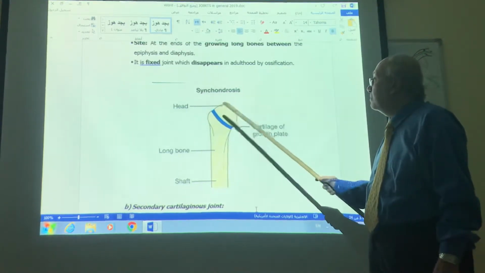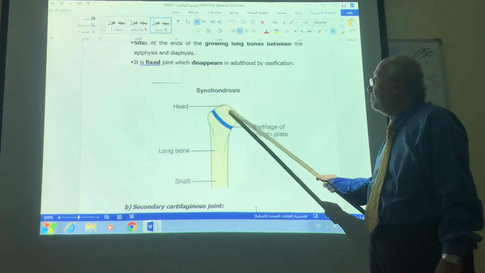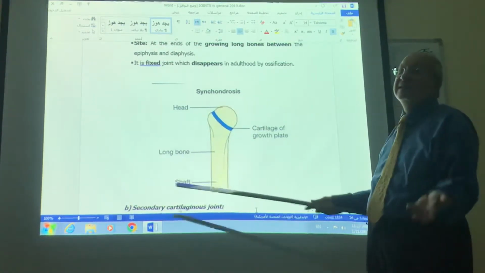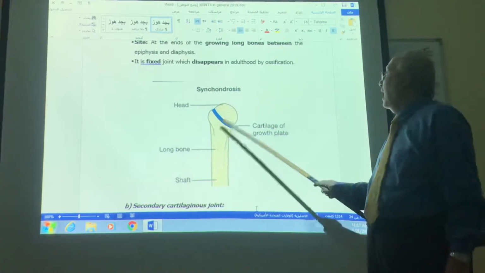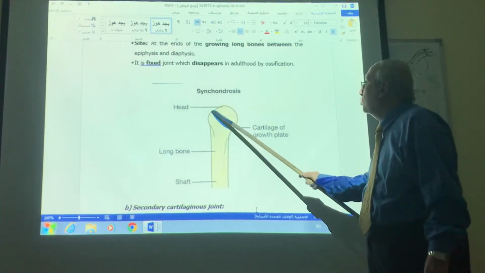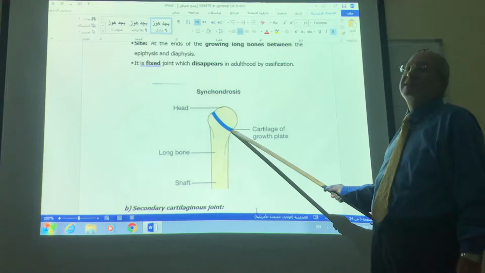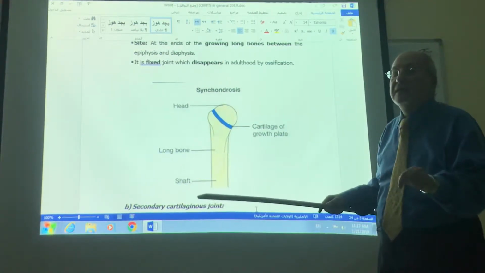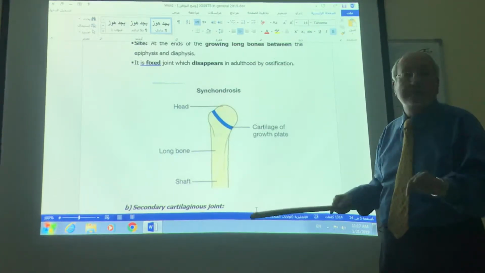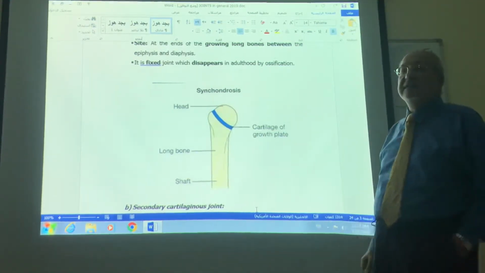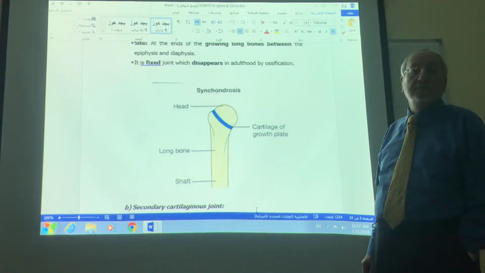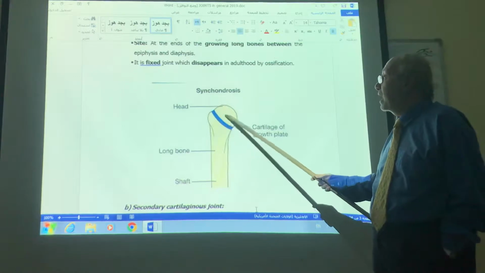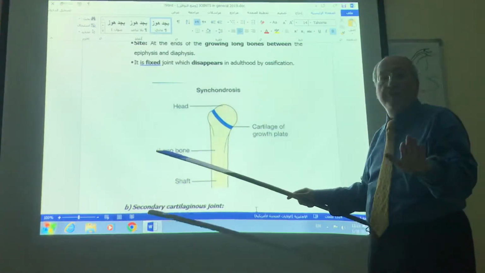And there is a meeting between two bones, the epiphysis and the diaphysis. This is a joint. And the two bones are connected by this epiphyseal cartilage, which is a primary cartilaginous joint. Here, is there movement or not? No. Never. Therefore, the primary cartilaginous joint has no movement at all.